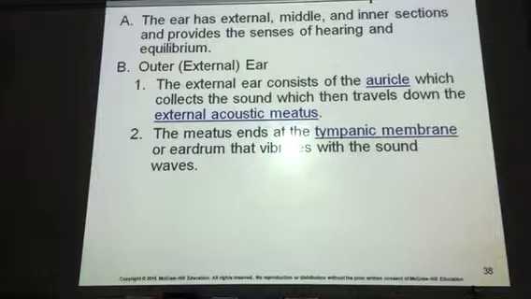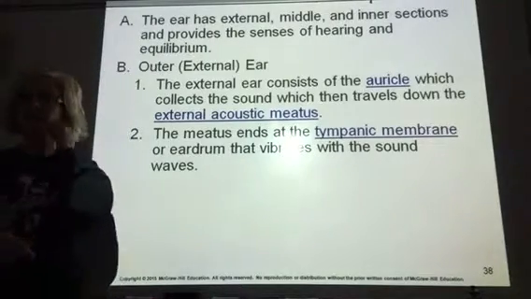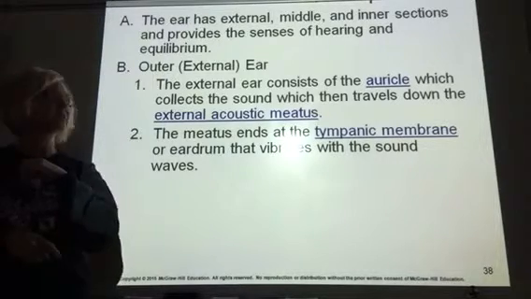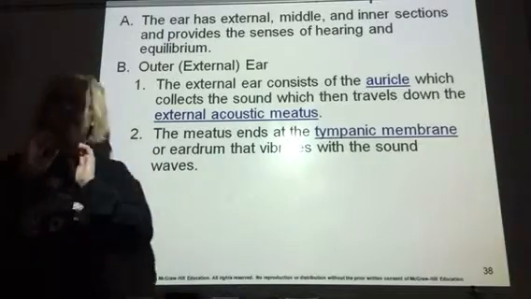So your outer ear is the ear, the portion that you see. The external ear consists of the auricle, which is basically your ear flap. So the auricle collects the sound, and then it travels down the external meatus that we studied when we looked at the skeletal system. And if you look at your auricle, it's kind of neat to see.